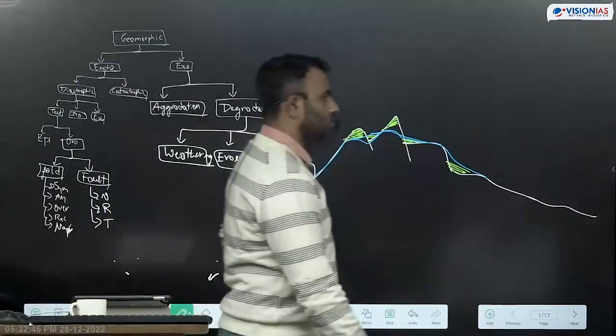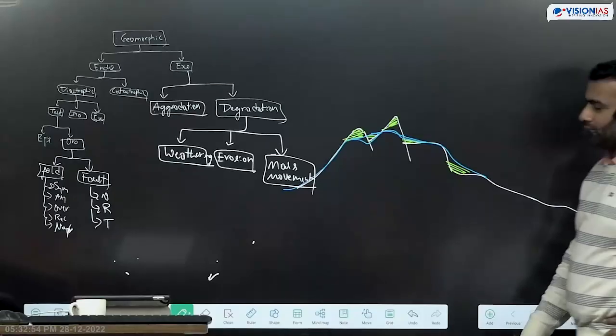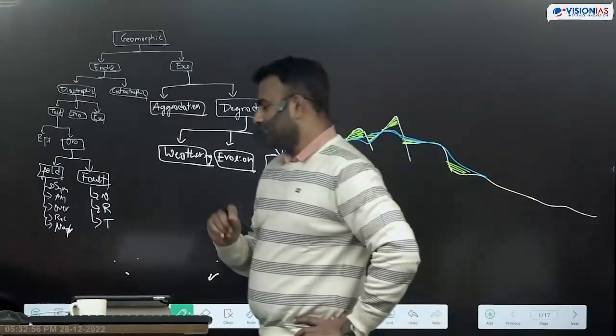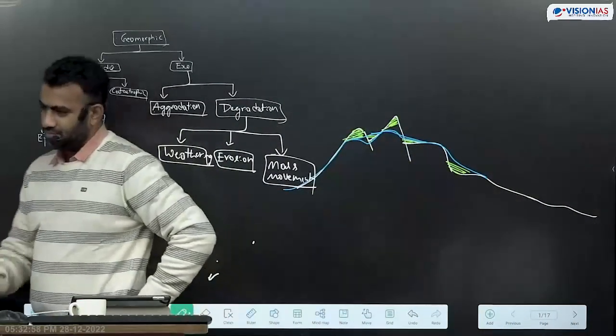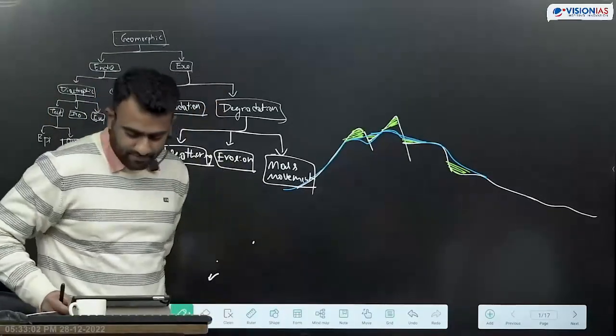Weathering, erosion and mass movement. So today we will discuss all the three. What is weathering? What is erosion? What is mass movement? Types of weathering, types of erosion, types of mass movements. ठीक है? So write about this.